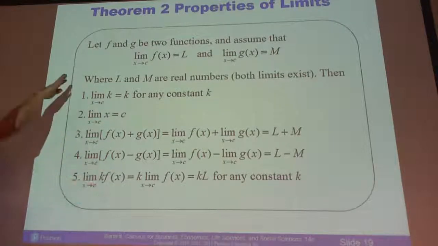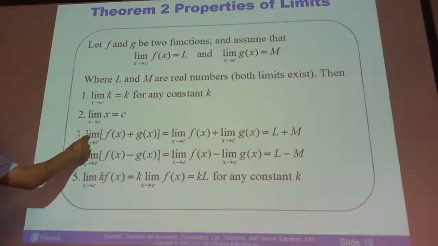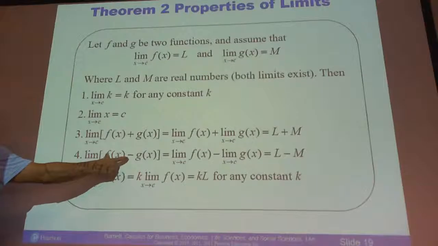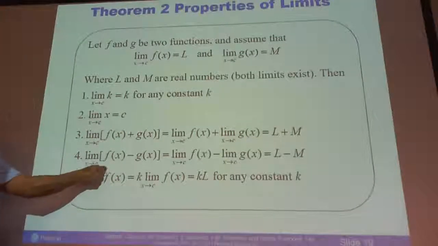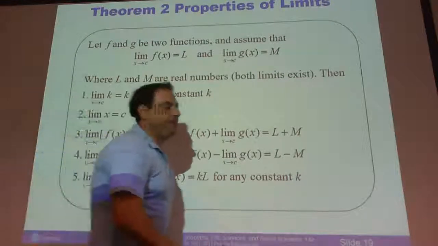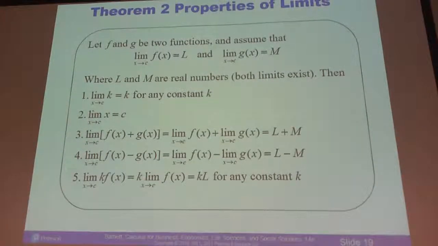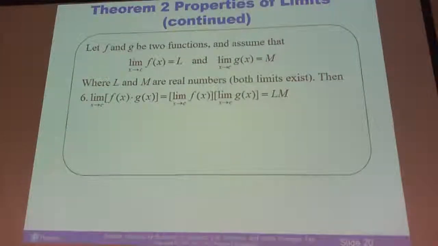We're going to practice these, so don't worry too much about them. But the big takeaway is, if I'm taking the limit of two things being added, I take the limit of each one added. If they're subtracted, take the limit of each one subtracted. If there's a number in front of the function, you can pull that number out. But again, we'll practice. Sometimes the symbols confuse us, but hopefully they're making some sense.